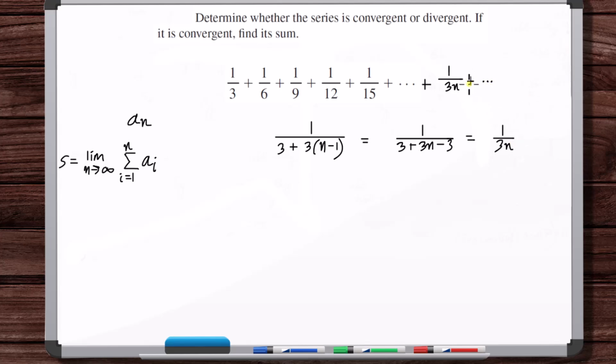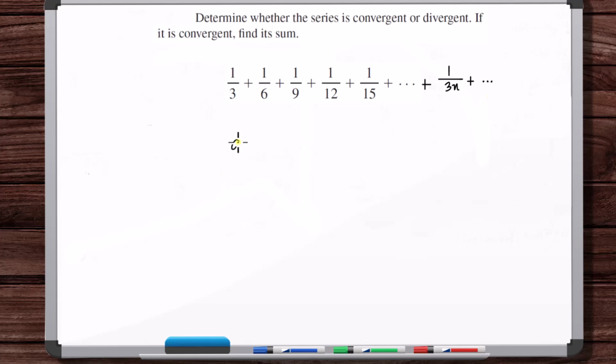I guess what you would say is if you just want to put the S sub n, the partial sum, you wouldn't put this plus dot dot dot at the end, but if you want to do the infinite sum, you'd put the plus dot dot dot. However you want to do it. Okay, so that's the A sub n.